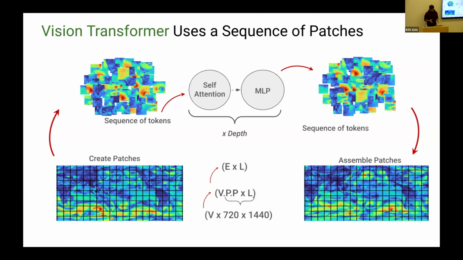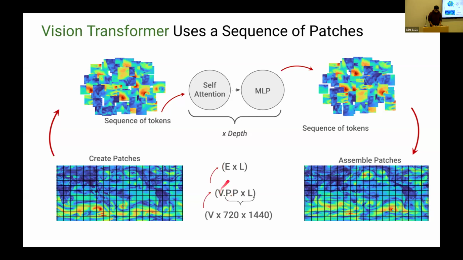A different way of thinking about it is just in terms of tensor shapes. Once again, you had as input 720 by 1440. That's the image size. You have V different variables. All you do is create patches. So you reshape that into V times P squared cross L. P is your patch size, and I'm assuming it's a square patch. L is often called the sequence length. In this case, it just represents the number of patches that you have over your entire image.